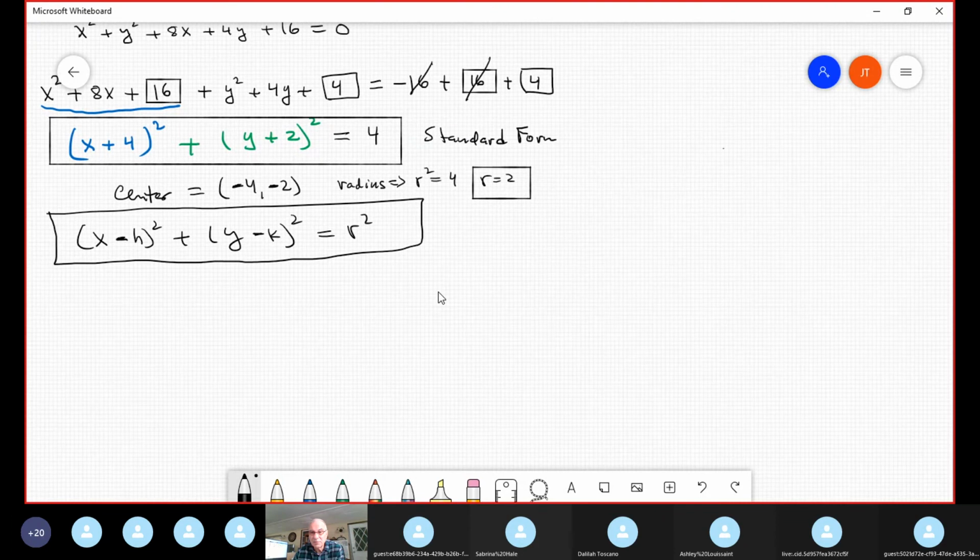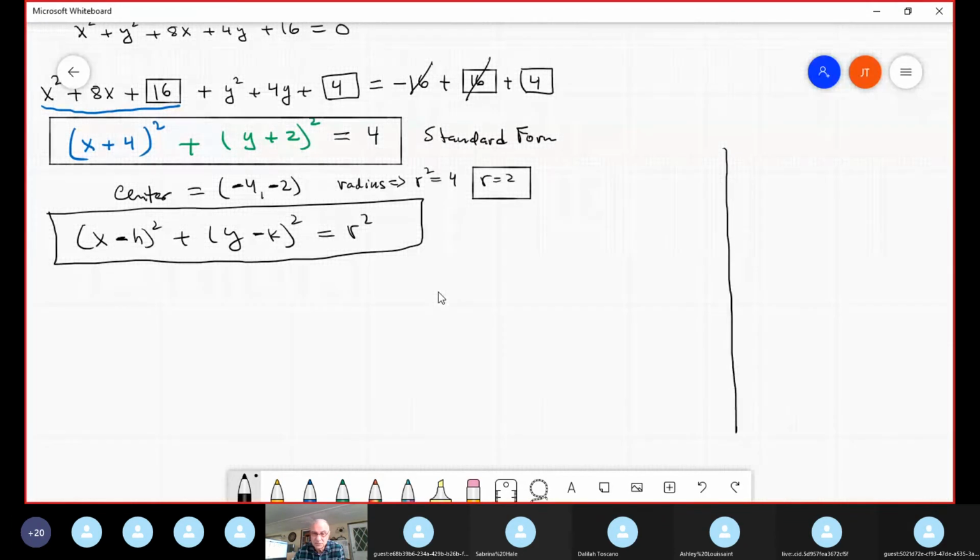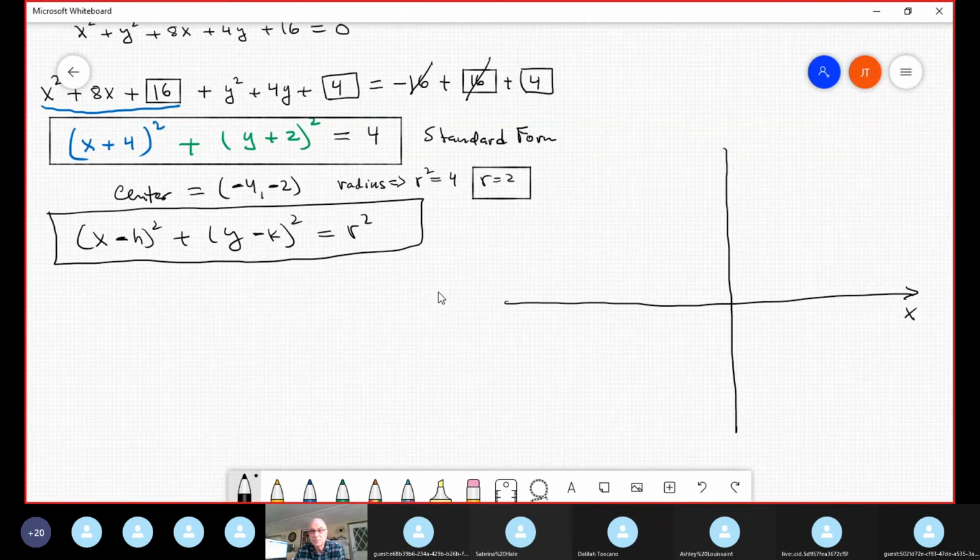Okay, I have my rectangular coordinate system, x and y. I copy it in that way because the center is located at the point negative 4, negative 2: 1, 2, 3, 4, negative 4, and negative 2, 1, 2. This is the center. Here, negative 4, comma, negative 2.